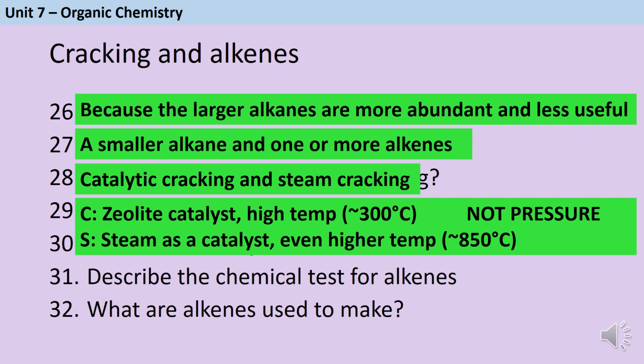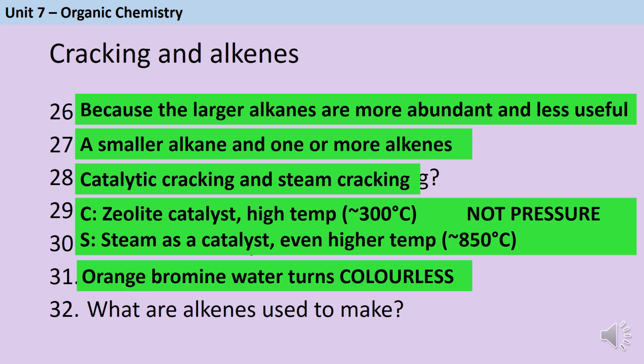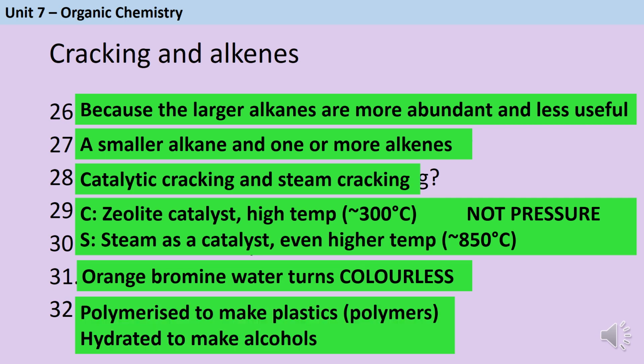You can do catalytic cracking right in your classroom, and you probably use some broken up plant pot as your zeolite catalyst. For steam cracking, we use steam and an even higher temperature. The test for alkenes is that orange bromine water will turn colourless, and it's really important that you say colourless, not clear. Clear will not get you the mark. And these alkenes are used to make plastics when they're polymerised, or they can be hydrated to make alcohols.